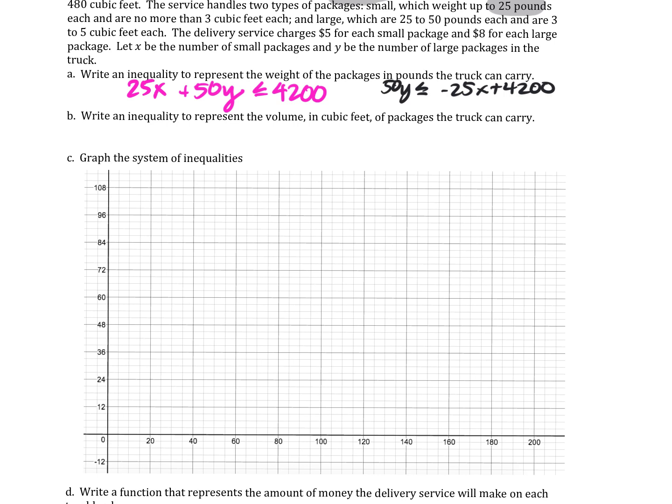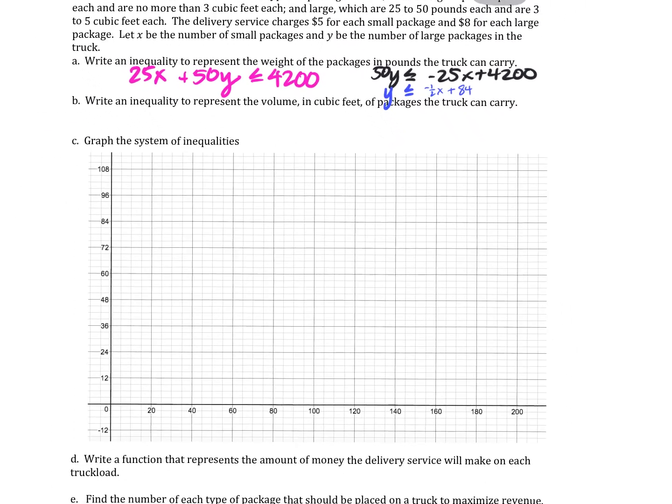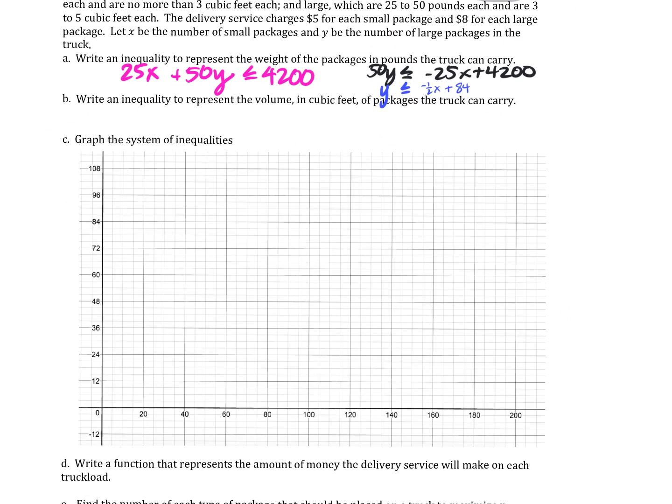Okay, next, when we divide by 50, what do we get, you guys? Negative 25 divided by 50, negative 1/2 x plus, what's 4,200 divided by 50? 84. Okay, bear with me, guys. This graph, we got a y-intercept of 84. Is that convenient based on the axis that I gave you? Yes. You guys, we got to do a slope of negative 1/2.